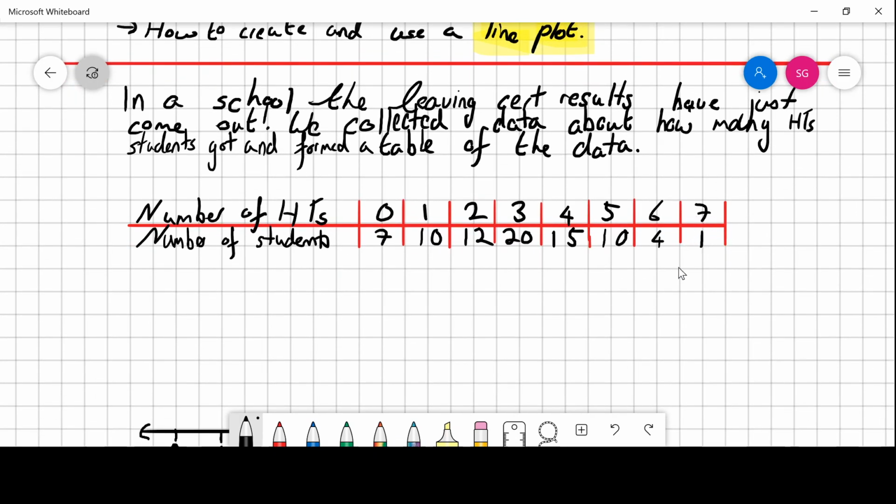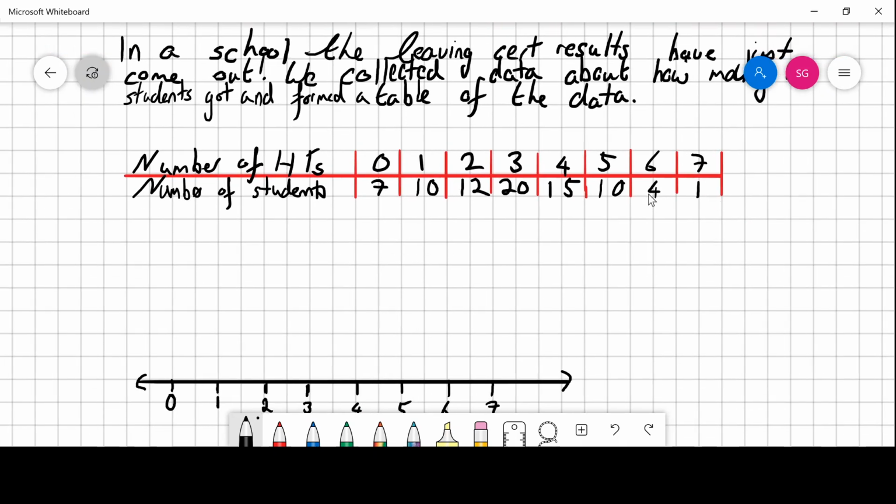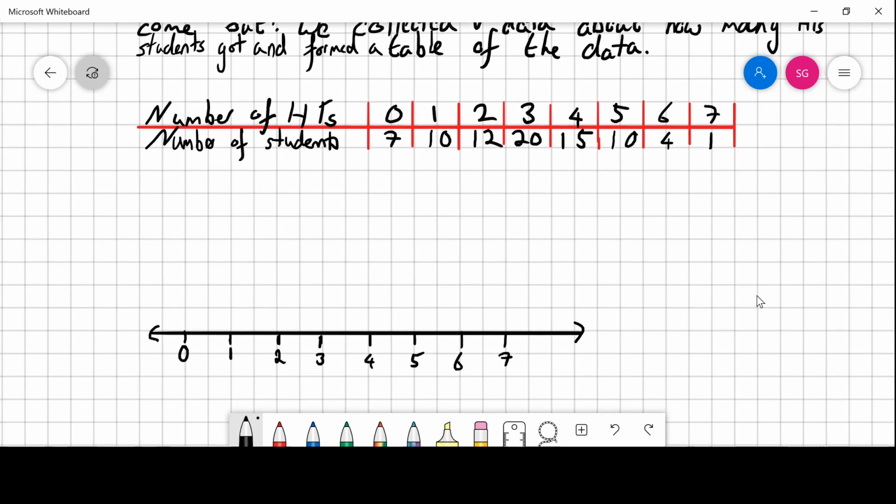Now, you don't even need to get 7 H1s. If you get 6 H1s and you do higher level maths, you've already gotten the highest marks you can get. So this person has kind of overkilled, but well done to them.